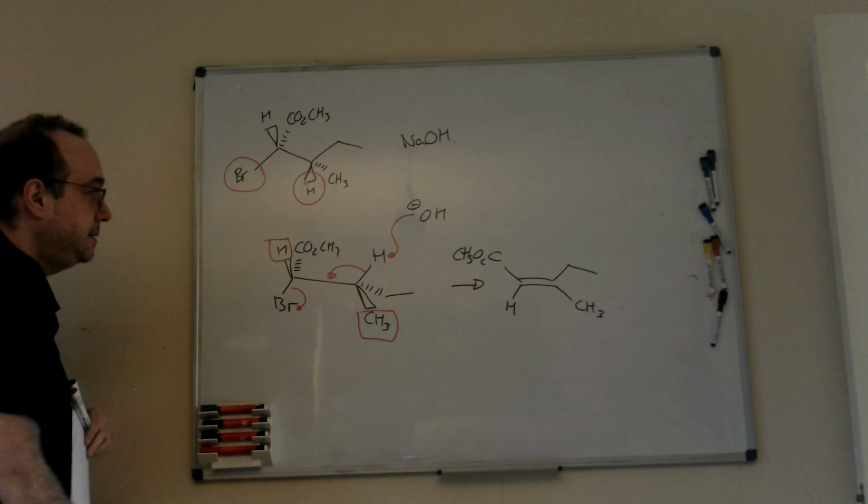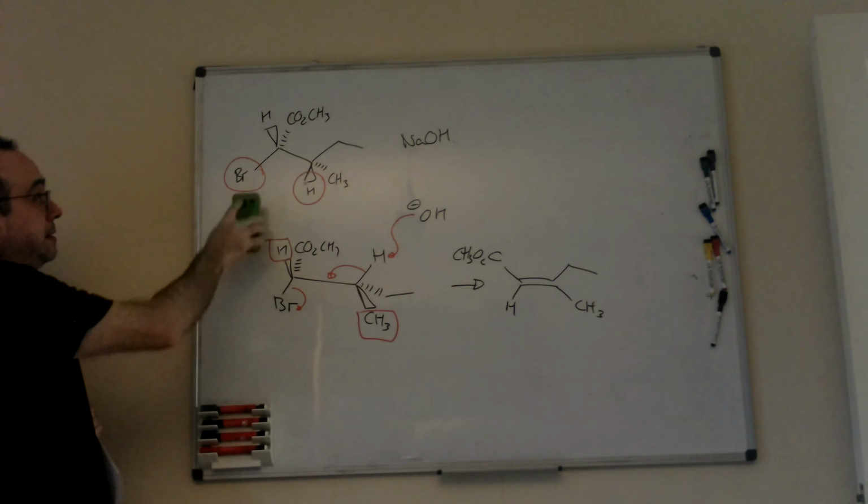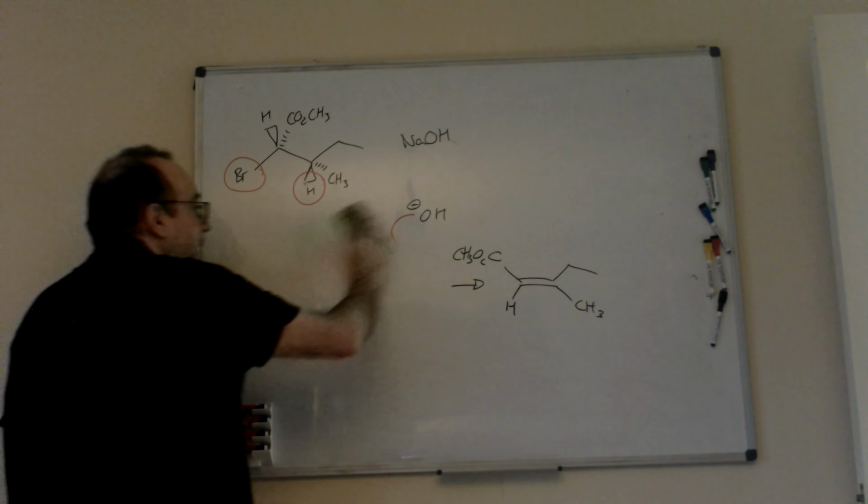Okay? And then, when we draw the right conformation, with the bromine down and the hydrogen up, or if you want the bromine up and the hydrogen down, the only thing we need to check is which groups are on the same face of the whiteboard. Groups that are on the same face of the whiteboard will be on the same side of the double bond. Okay? Good. We go for the next one.